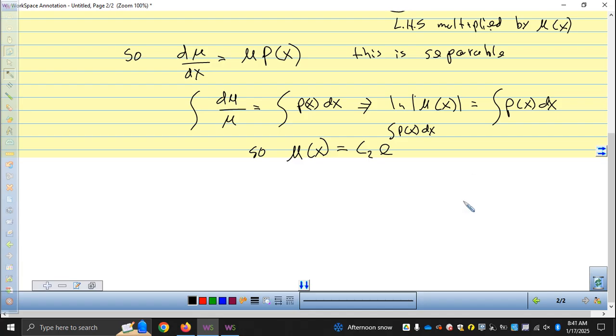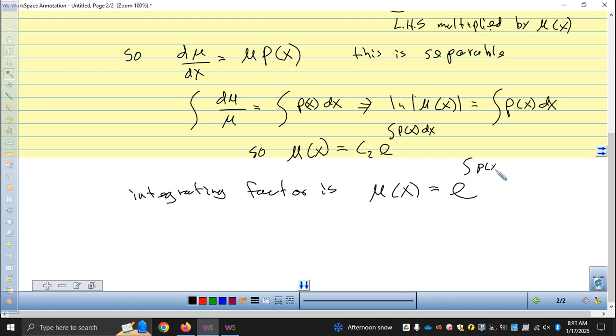And this constant doesn't matter because we're multiplying everything on both sides of the equation by this factor. So we have c2 times every term on each side of the equation, so we could divide everything through by c2. So we don't have to worry about that constant of integration to find our integrating factor. And so our integrating factor is mu of x equals e to the integral of p of x dx.